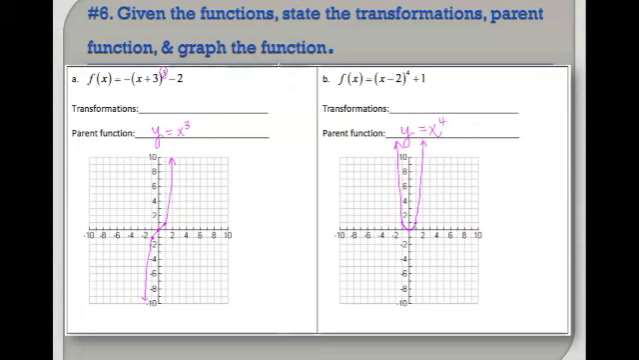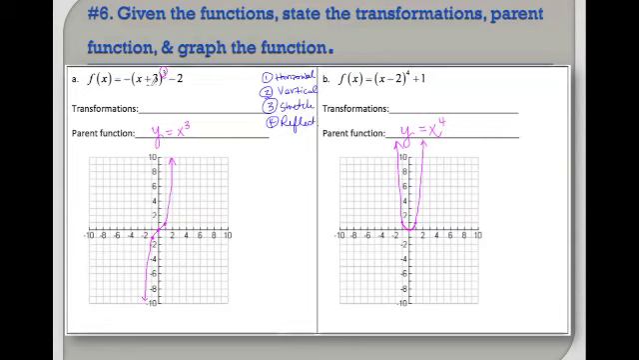Transformations, I'm looking for several things. Number 1, is there horizontal movement? Number 2, is there vertical? Number 3, is there a stretch or compression, wider or narrower? And number 4, is it reflected? Those are the only 4 transformations that can take place.